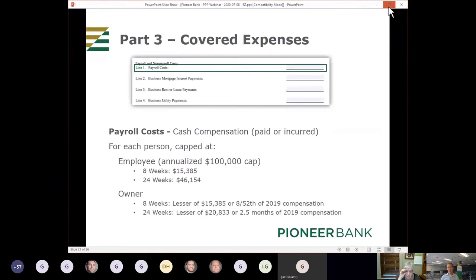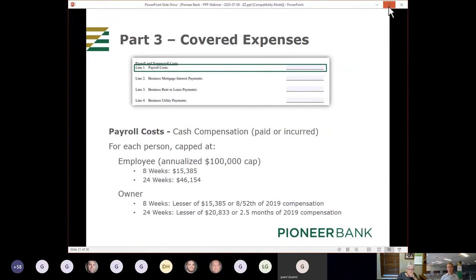For employees, the cap on what any individual employee can count towards forgiveness is what would result in an annualized $100,000 cash compensation. Basically, you take $100,000, divide it by 52 weeks, and multiply by 8, which gets you, for an 8-week covered period, the most that any one employee can count towards forgiveness: $15,385. If you use the 24 weeks, it's the same calculation of 100,000 divided by 52 times 24, which gets you $46,154. You can't let any individual employee's cash compensation, not including retirement accounts or health benefits, exceed those thresholds. So that's the first bucket, the employee.